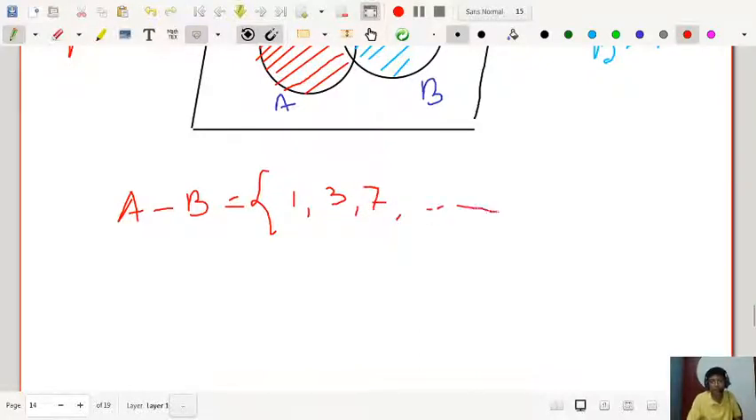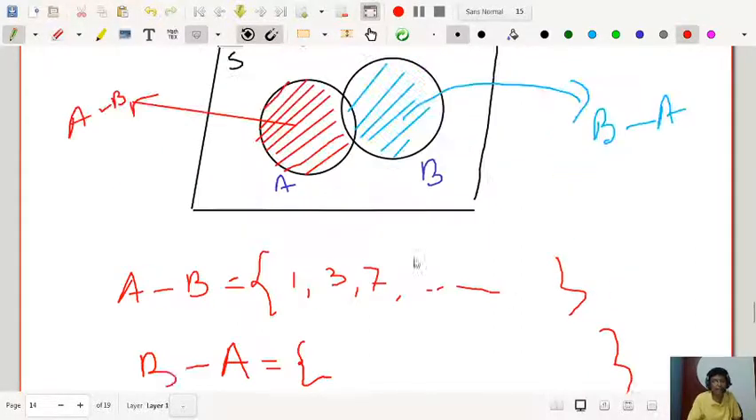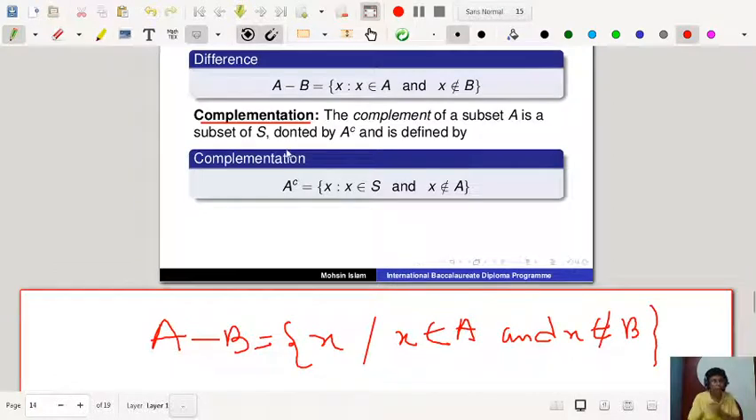I'm not writing these elements; you can write them by yourself. You can also write the elements of B minus A. You can complete the sheet over there. So let me go to the complementation.